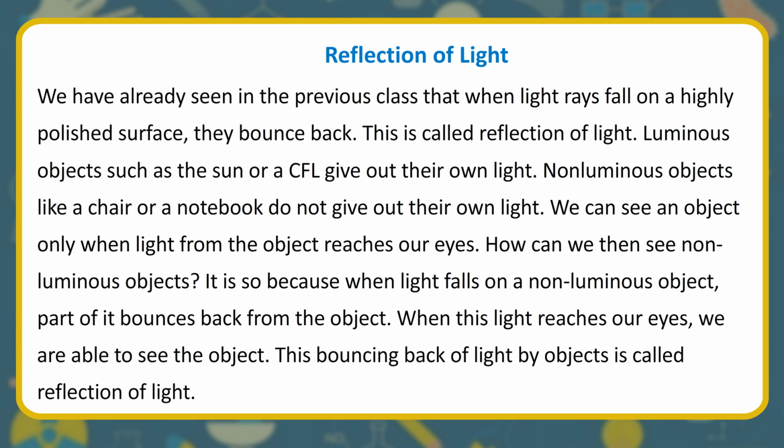We can see an object only when light from the object reaches our eyes. How can we then see non-luminous objects? It is so because when light falls on a non-luminous object, part of it bounces back from the object. When this light reaches our eyes, we are able to see the object. This bouncing back of light by objects is called reflection of light.